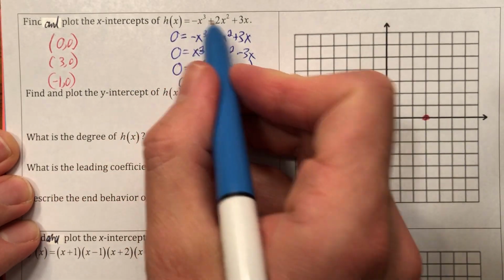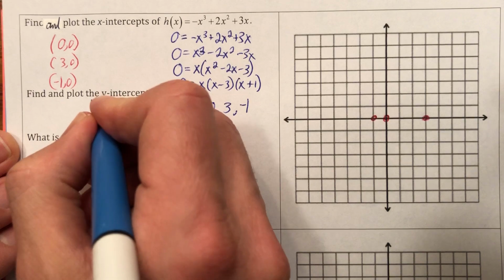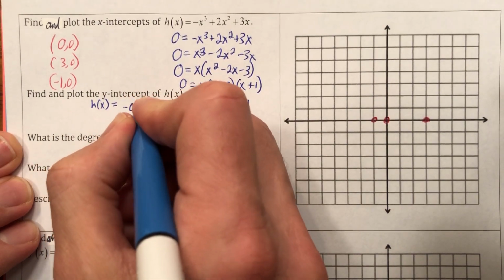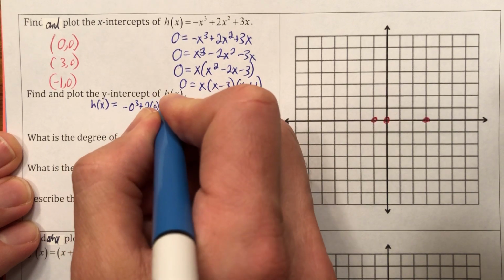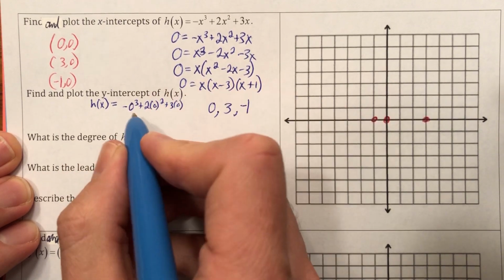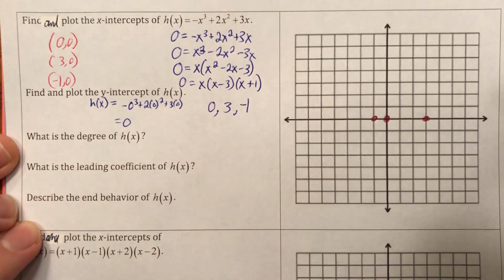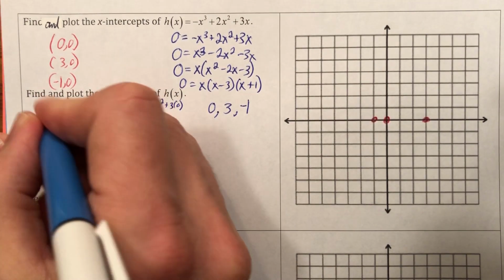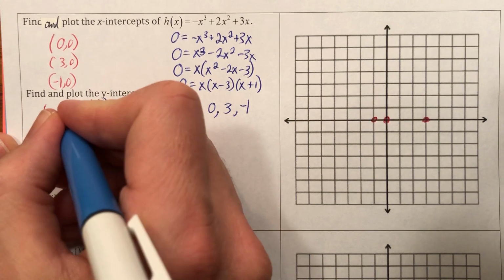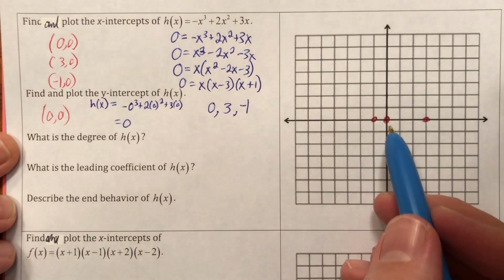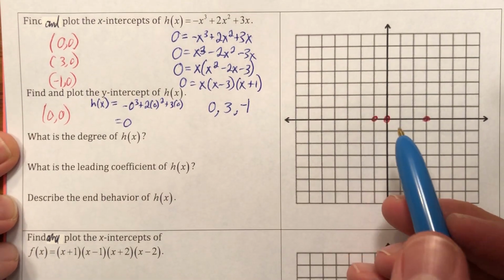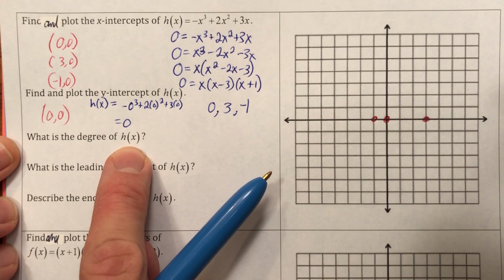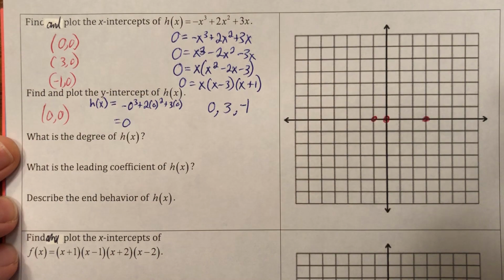So I'm going to plug in 0 here, here, and here. So my y value, also known as h of x, is -0 cubed plus 2 times 0 squared plus 3 times 0. 0, 0, 0. Oh, well, it's 0, which means my y-intercept is, well, 0. If you have an x-intercept of 0 and a y-intercept of 0, then it goes through the origin, right? Okay, what's the degree of h of x? Well, the degree is 3.